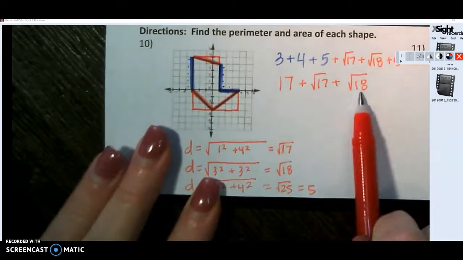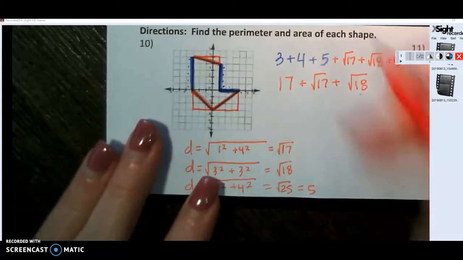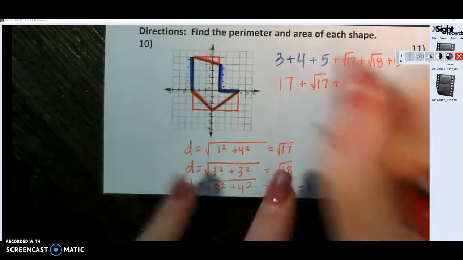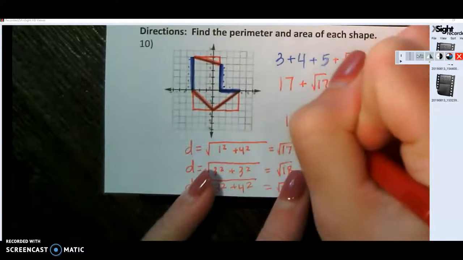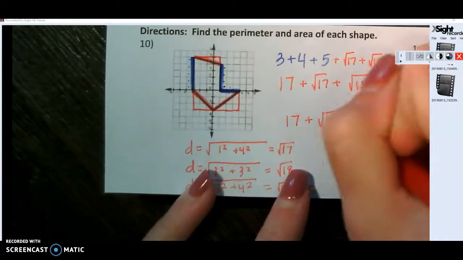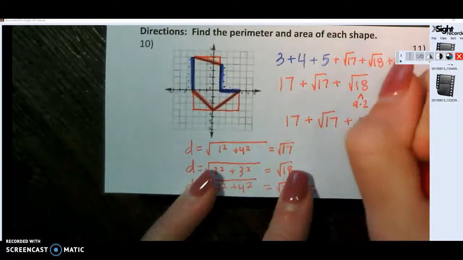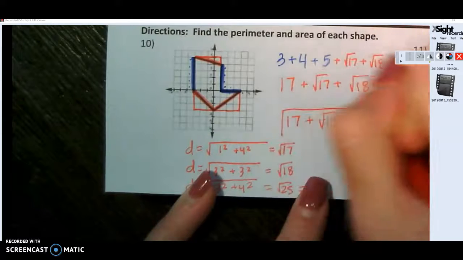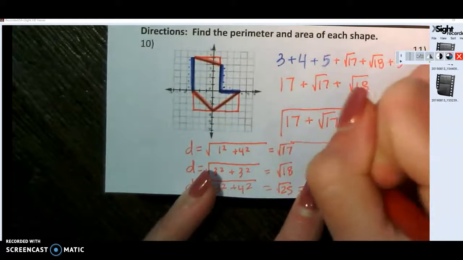However, this one is still able to be simplified. We can do 9 times 2, and the square root of 9 is 3. So it's 17 plus radical 17, plus 3 radical 2. So this is the perimeter of number 10.